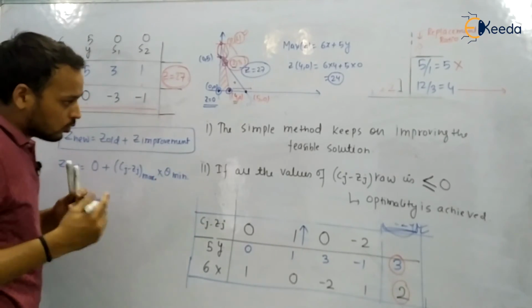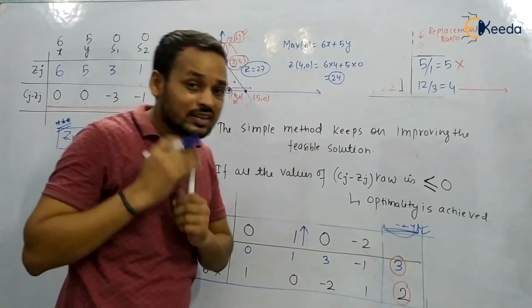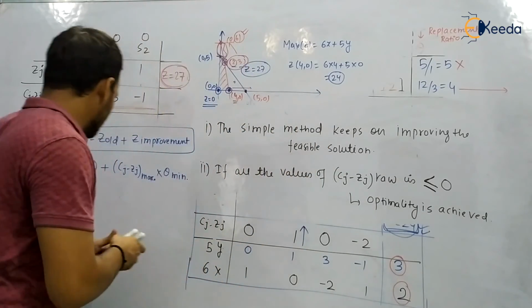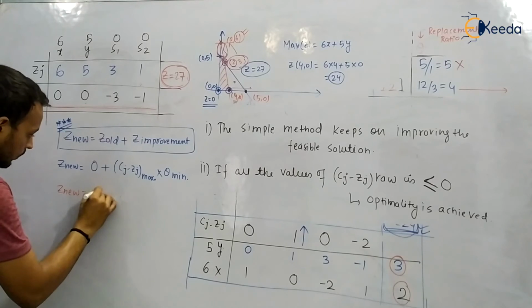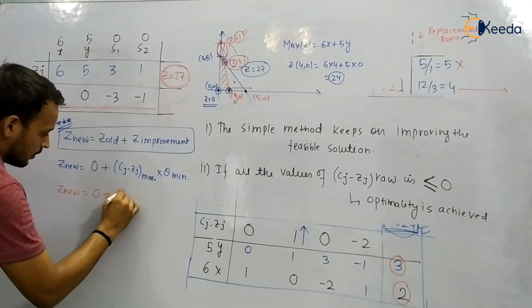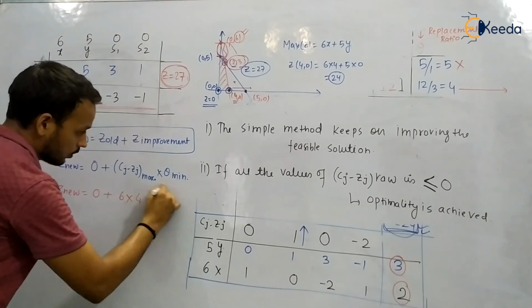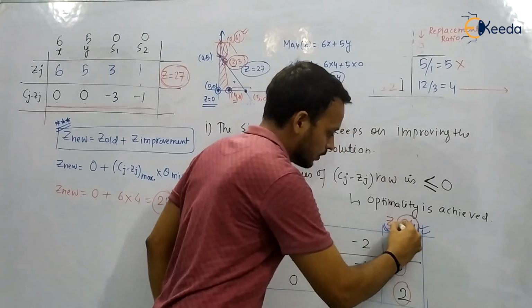Now the question will come, sir, why have you chosen Cj minus Zj maximum for the next iteration? So just calculate the Z new. In the first case, the Cj minus Zj maximum was 6 and the theta minimum is 4. You can see this is 24. The second Z was 24.